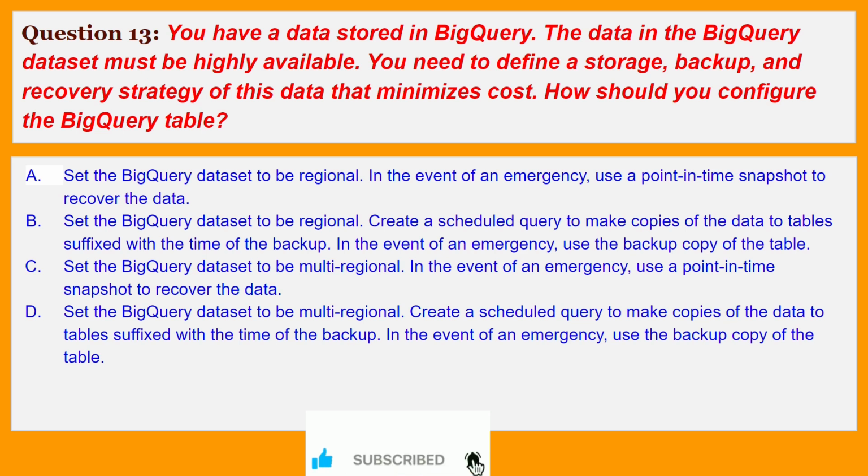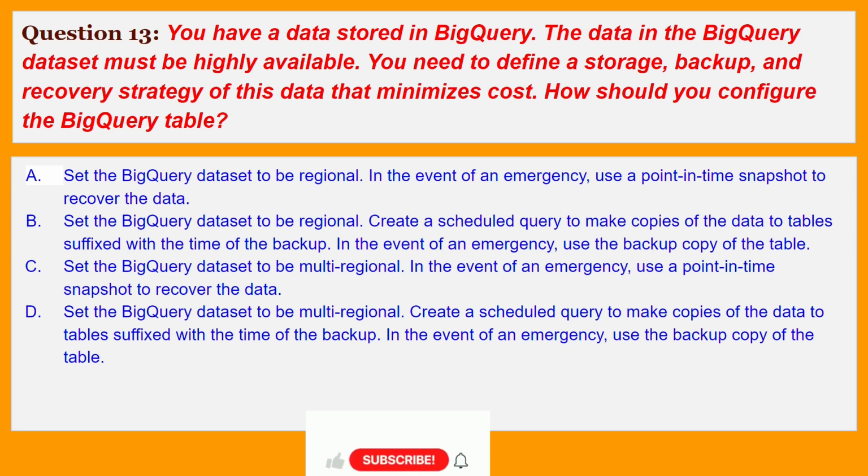The four options are: set the BigQuery dataset to be regional, and in the event of an emergency, use a point-in-time snapshot to recover the data. The second option is set the BigQuery dataset to be regional, create a scheduled query to make copies of data to tables suffixed with the time of the backup, and in the event of emergency, use a backup copy of the table.